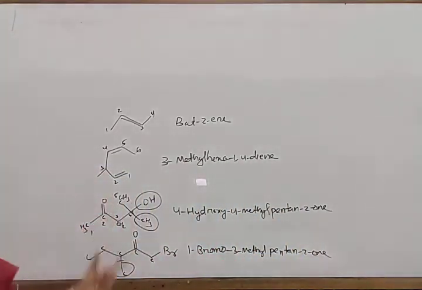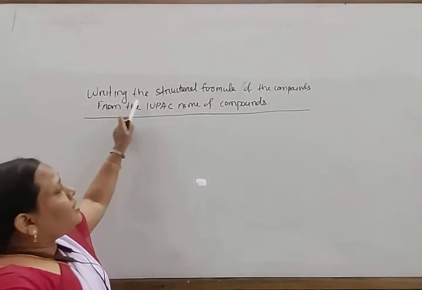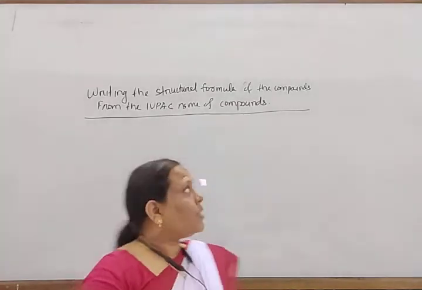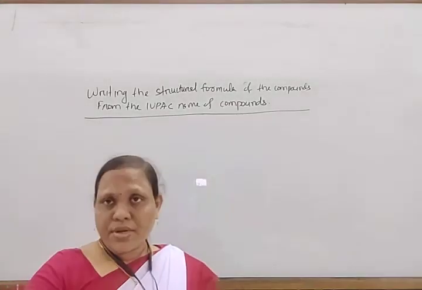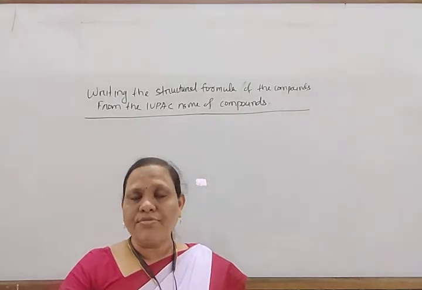So in this way you have to name the compounds. It is represented in bond line notation. Now next come to how to write the structural formula of the compounds from the IUPAC name of the compounds. So if the IUPAC name is given, then how to write the structural formula.